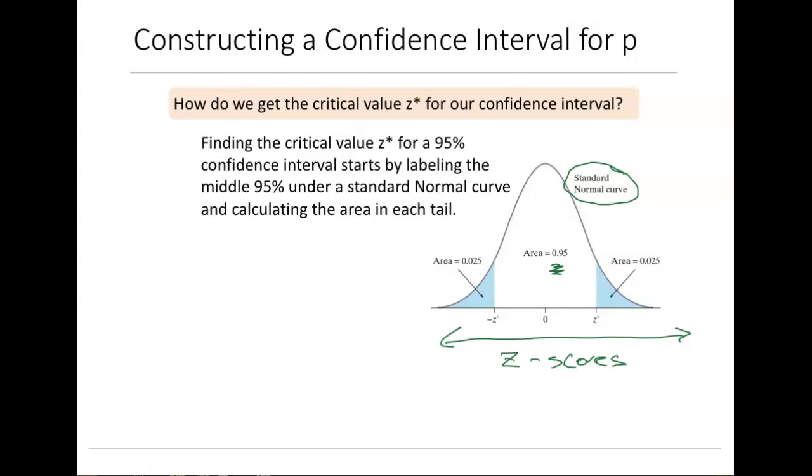Now we know from the rule of thumb that should be approximately 2, right? But again, I said that's a rule of thumb. So we can figure this out exactly, actually. We have a function in our calculator that allows you to input an area, and it will give you an output of a z-score. And that function is inverse norm.